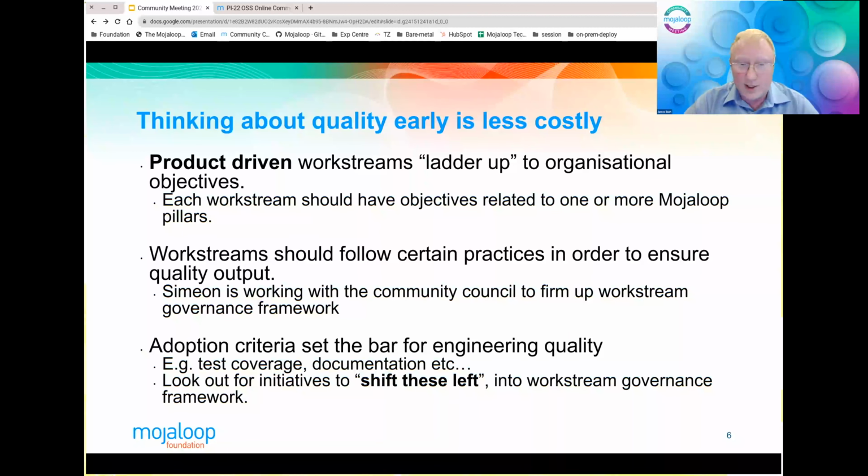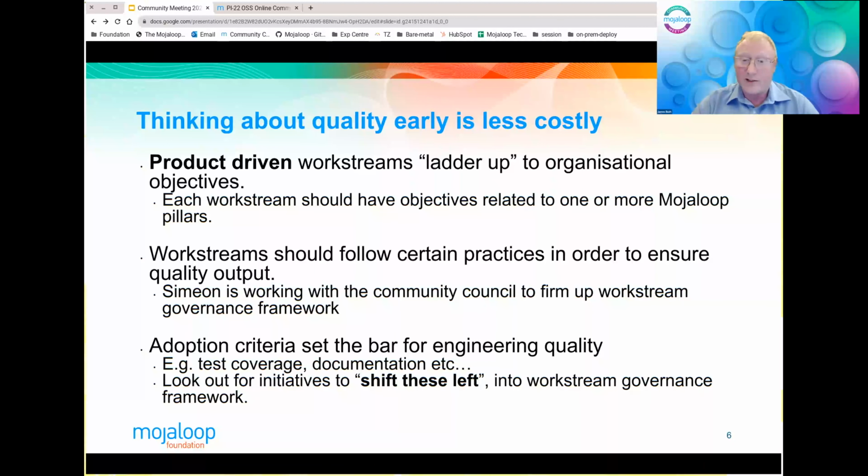Something the software engineers among you might have heard about over the past few years is shift left. And the principle of shift left is to start thinking about quality earlier, because the later you worry about quality, the later you find bugs, the more expensive and detrimental it is to your programs. So in the coming weeks and months, the second half of the year, the Mojaloop Foundation, myself, Sam, Paul, and hopefully you guys out in the community should be looking out for initiatives and things we can do to shift our focus on quality further left in our process.